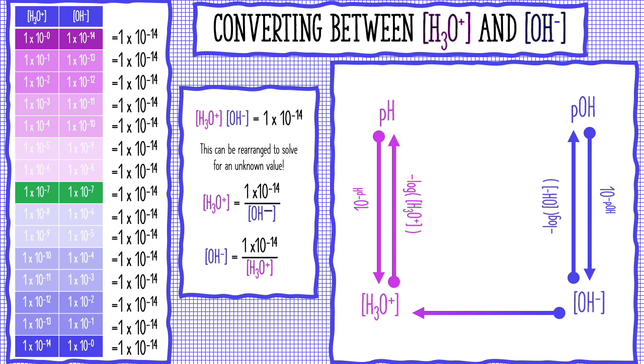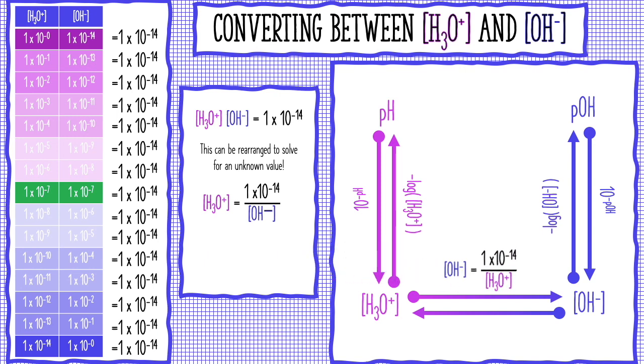And so I'm going to add some little arrows to my pH roadmap over here, and I'm going to move these equations over where they belong. So this is going to allow us to calculate hydroxide ion concentration. And this one will allow us to calculate hydronium ion concentration.